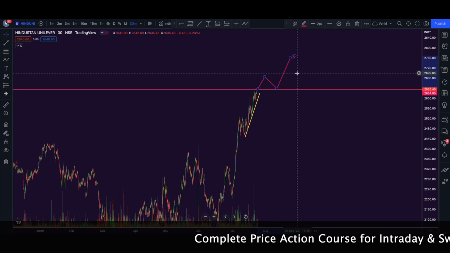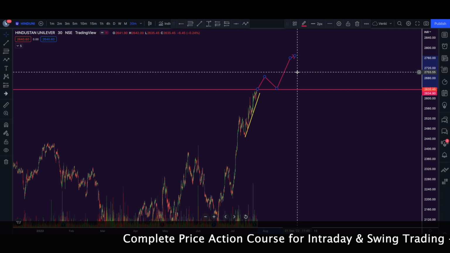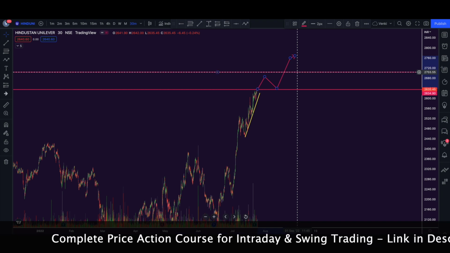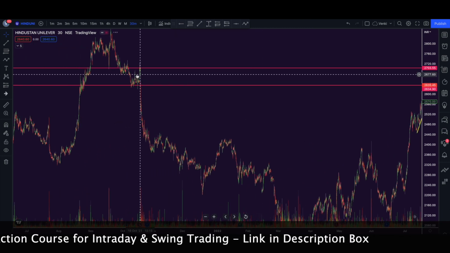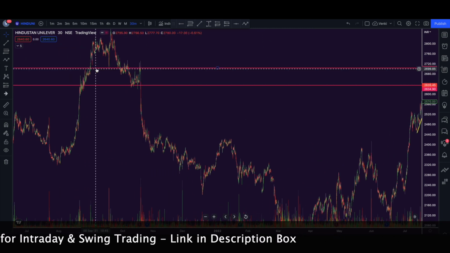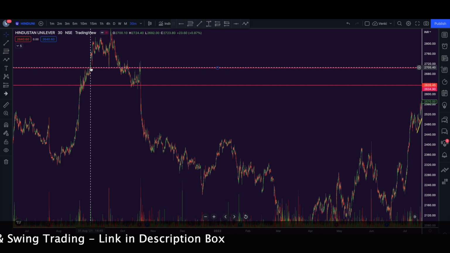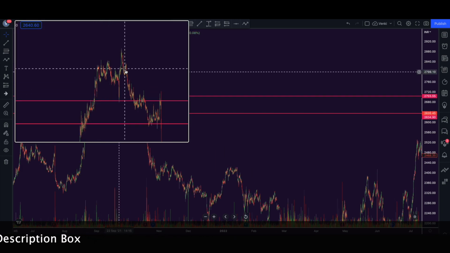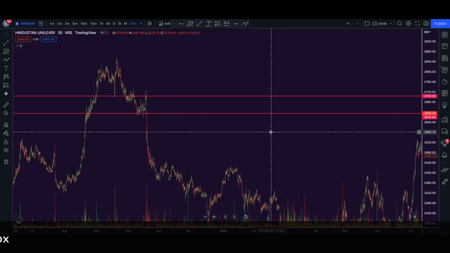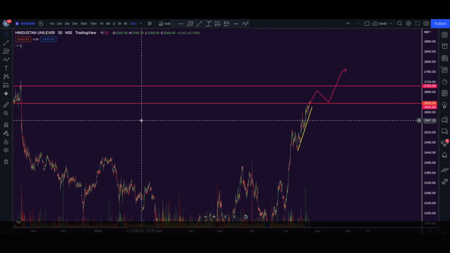It can go up to 2700, since a round number is a psychological number. If I go back to the past and see what has happened, you can see as soon as the market hit the 2700 psychological level, this stock shot up like anything. After that, profit booking started. So even this can be a very good stock for swing trading.